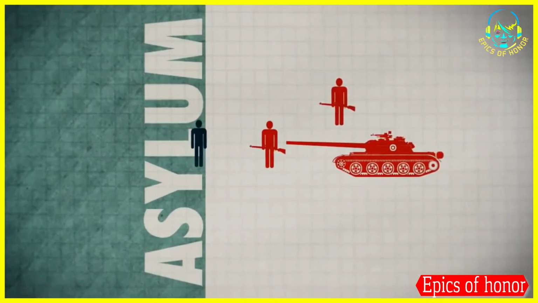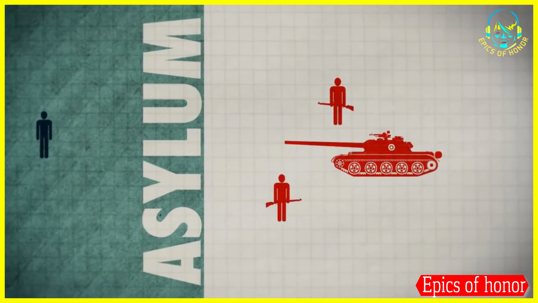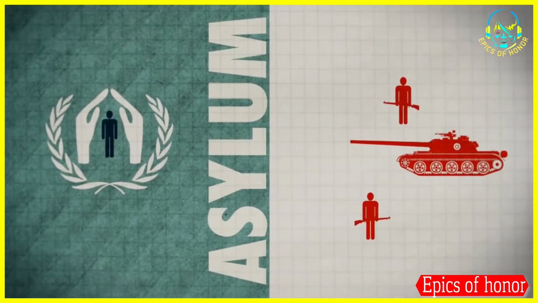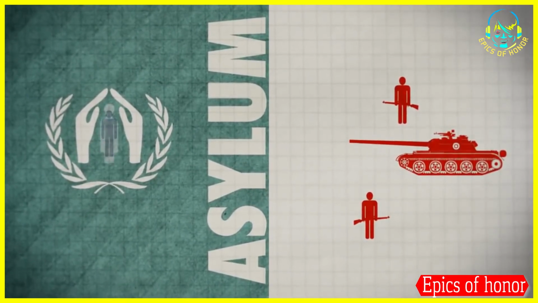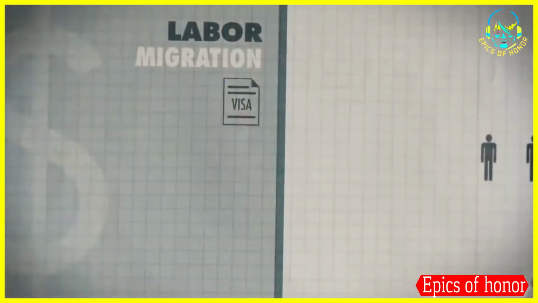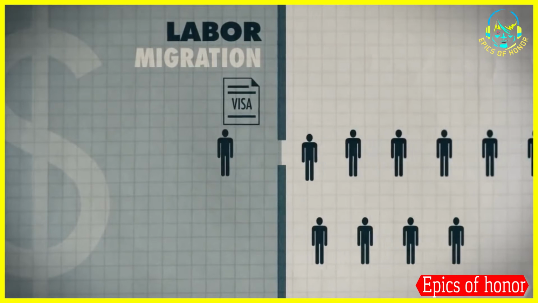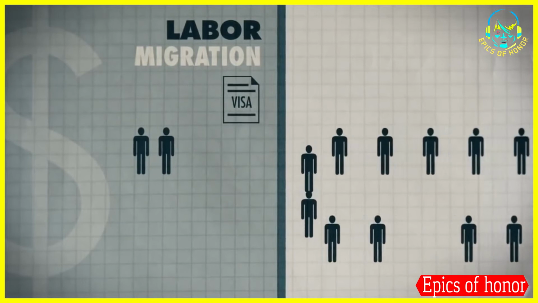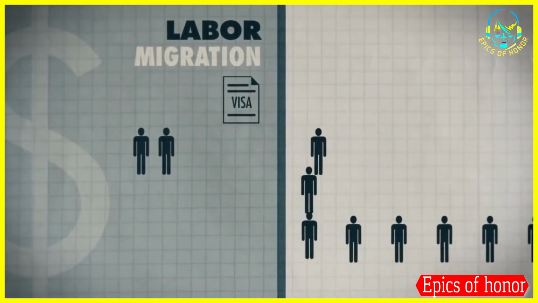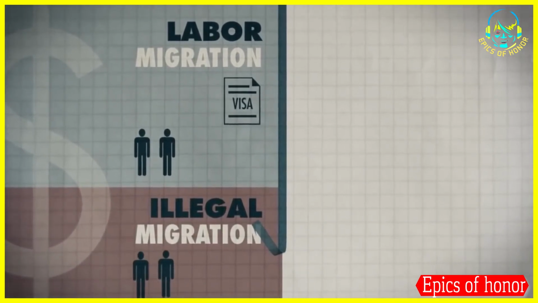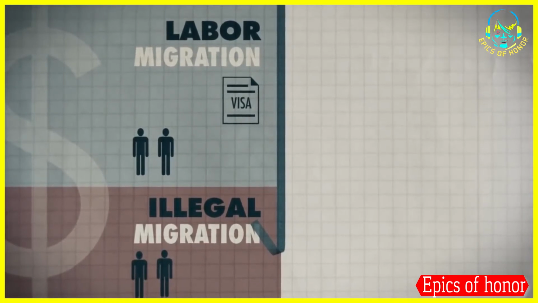Asylum seekers are fleeing war or persecution in their home country. The internationally accepted Geneva Convention states, no person may be sent back to a country where they face inhumane treatment, torture, or the death penalty. Labor migration is based on the hope for a better economic future. But it can be difficult for people from poor countries to get a work or residence visa in a rich country. Migrants who enter the destination country in an informal way, or who do not leave the country after the expiration of a tourist visa, are referred to as illegal migrants.